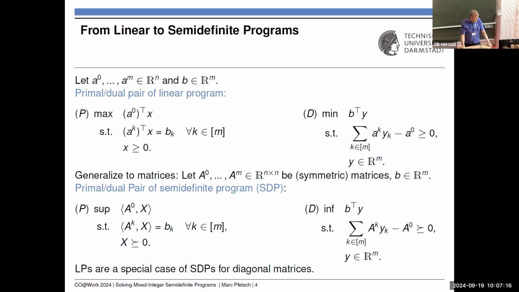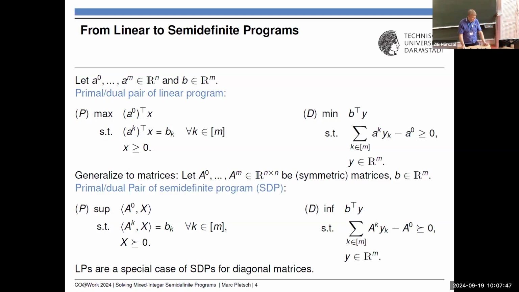So we are maximizing. I've written supremum, I'll come back to that later. So we are maximizing a linear objective. This inner product is a linear objective on the matrix variable X. And then we have equality constraints: the inner product of all these matrices, A1 up to AM, times this X should be BK. And then X should not be greater or equal to 0, but positive semi-definite.